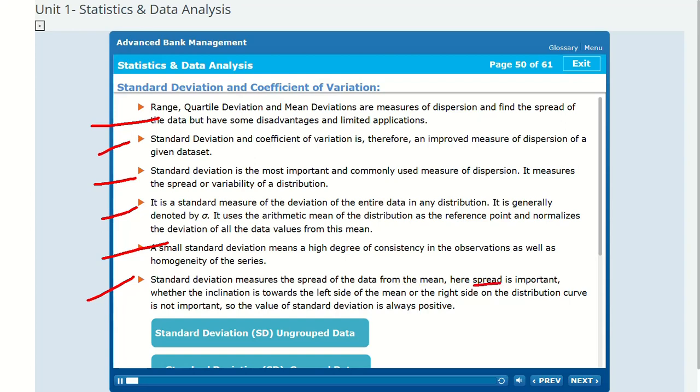Here spread is important, whether the inclination is towards the left side of the mean or the right side on the distribution curve is not important, so the value of standard deviation is always positive.